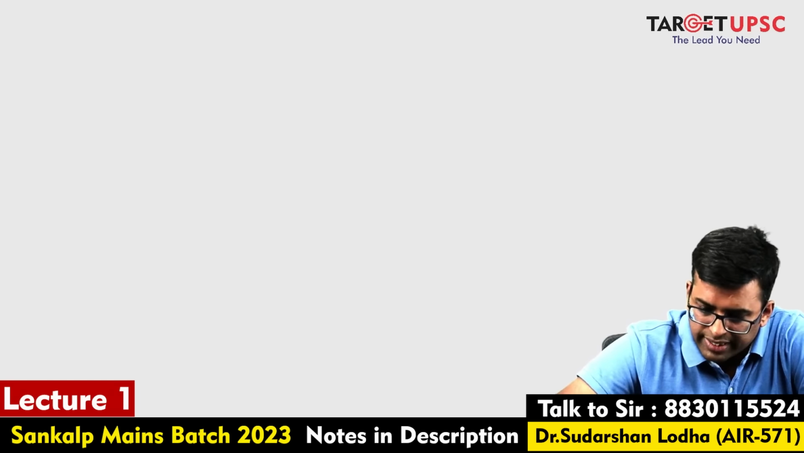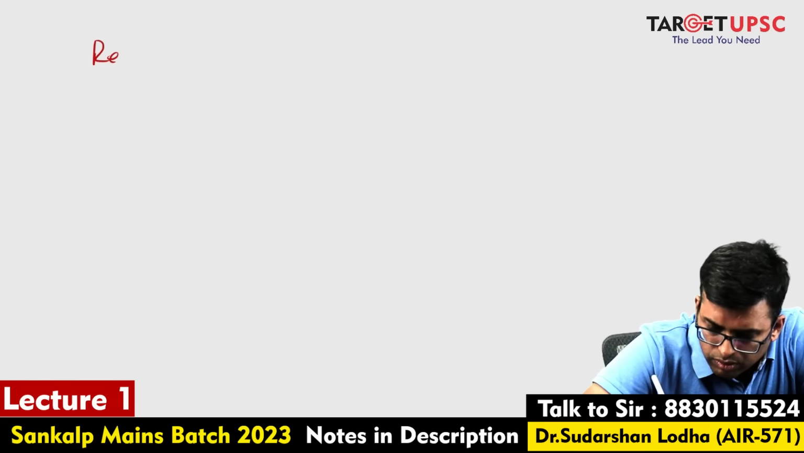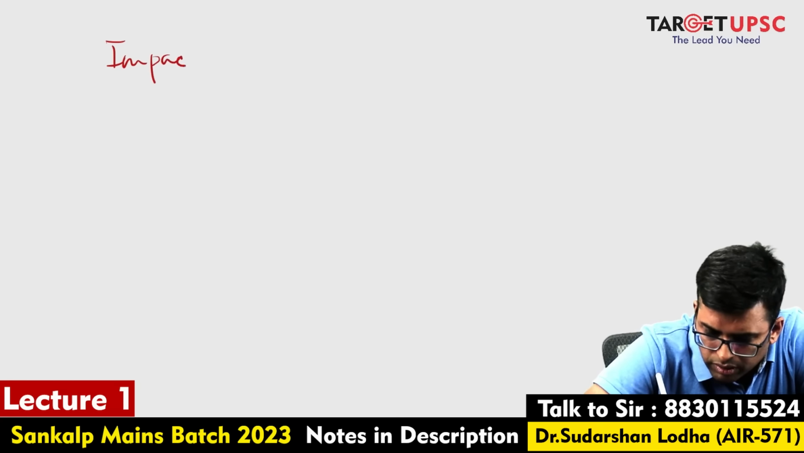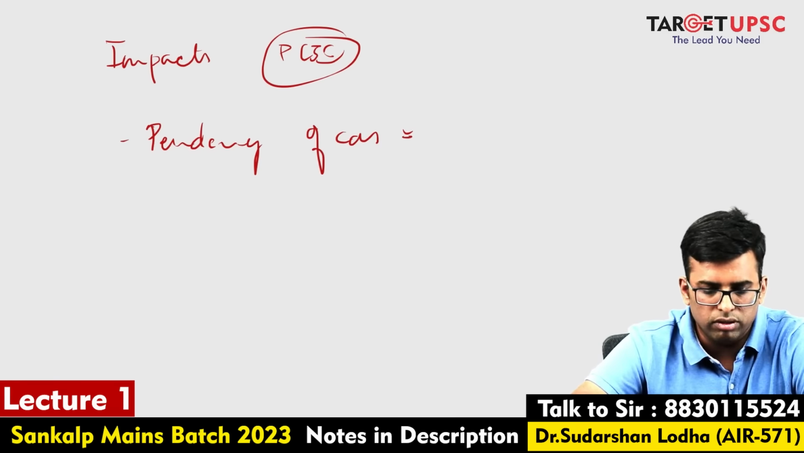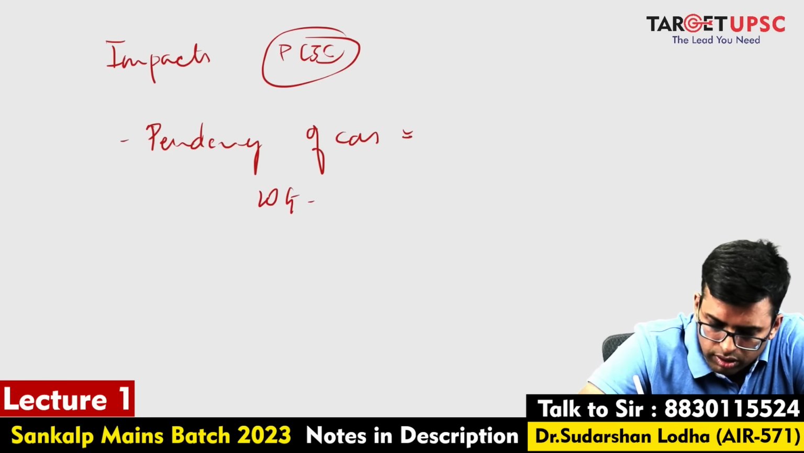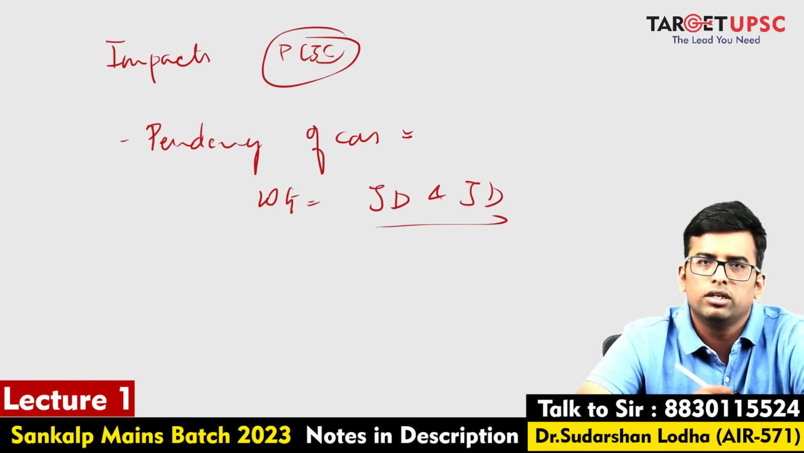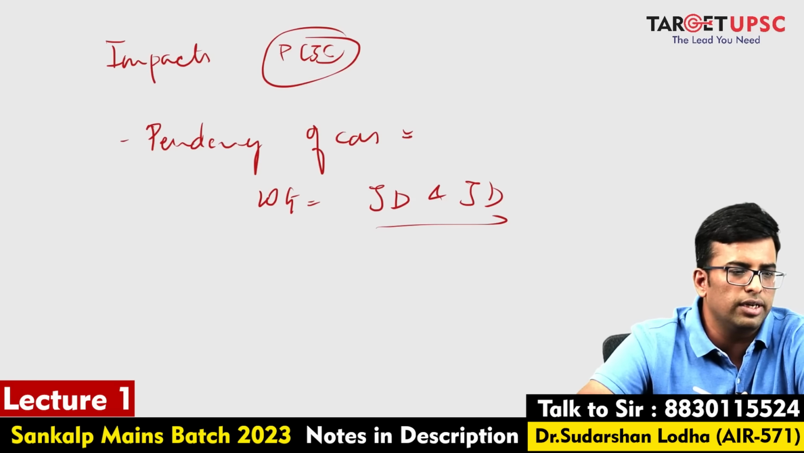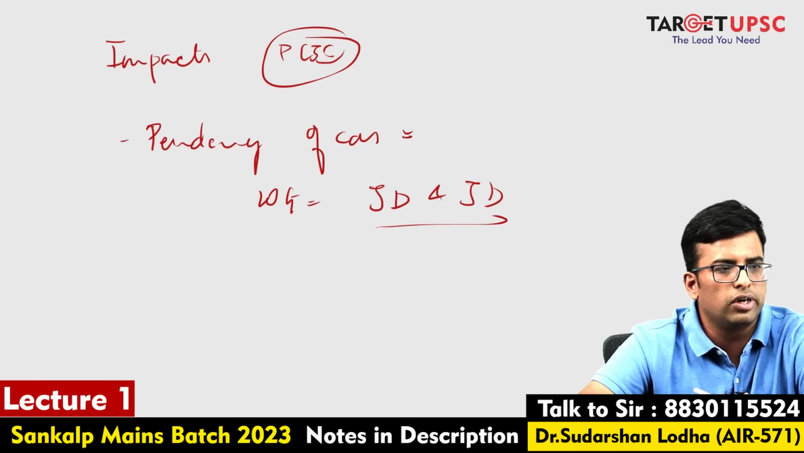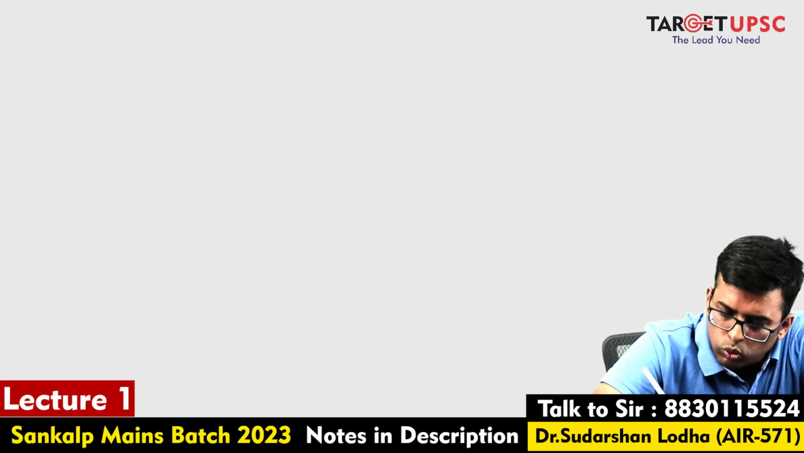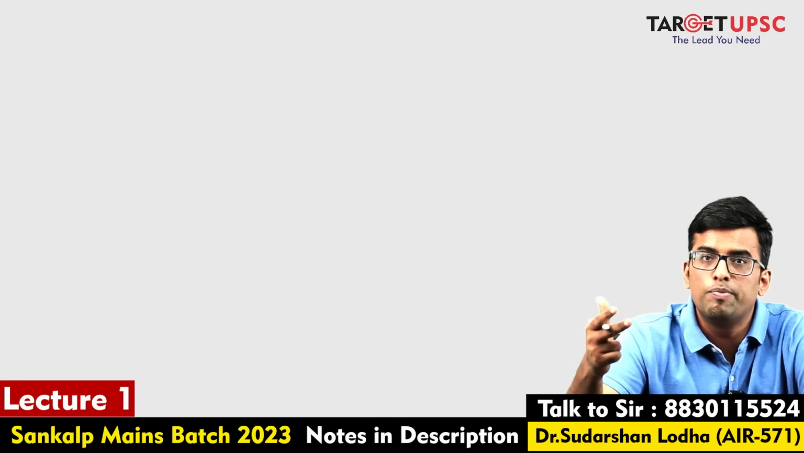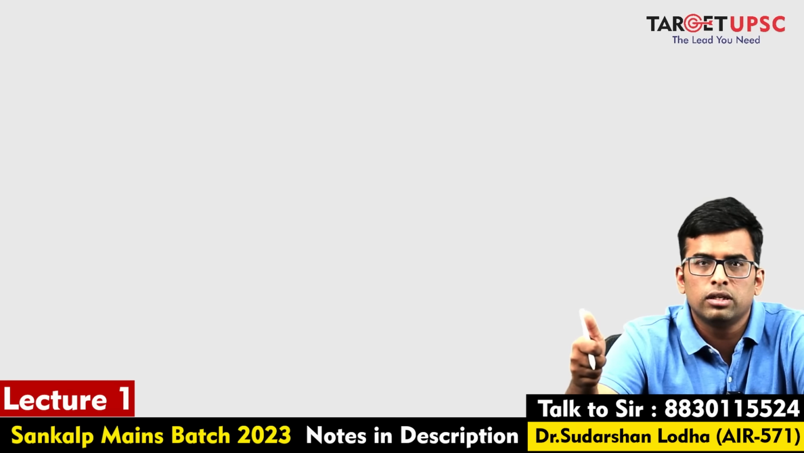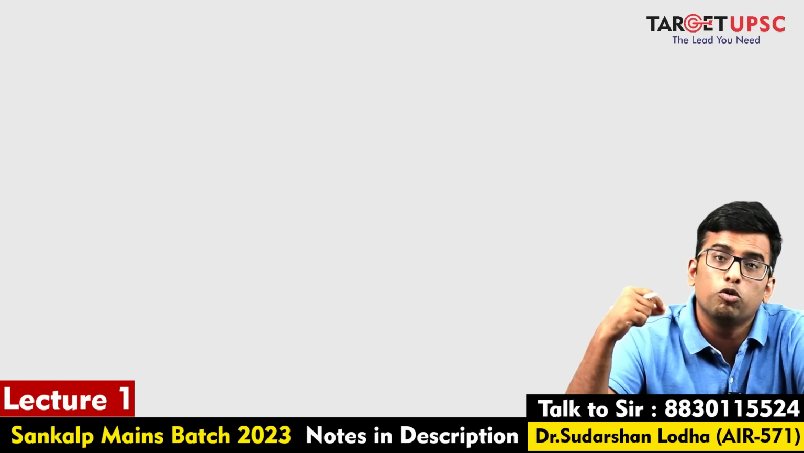Let's move. So as I told you, one of the major impacts of a poor criminal justice system is pendency of cases. As rightly said by William Gladstone, justice delayed is justice denied. Now what you need to think is, one of the impacts of a poor criminal justice system, as we saw under judicial impact, there are two impacts: trust in the judiciary would decrease, and second and most important, there would be pendency of cases.